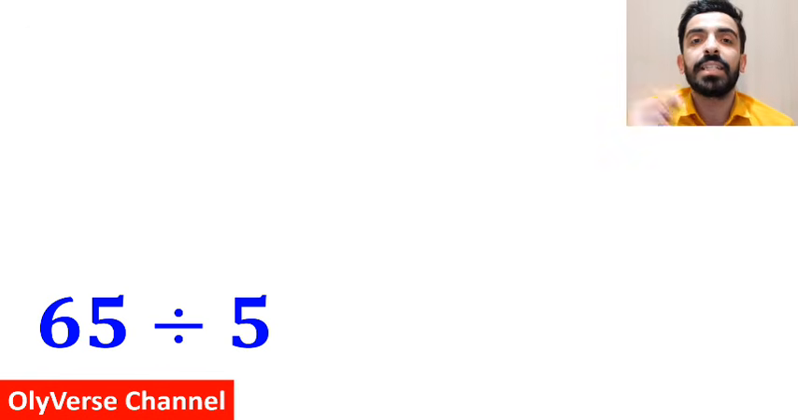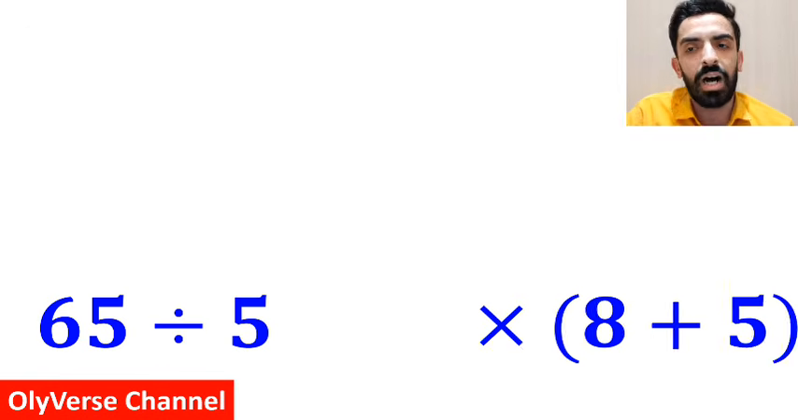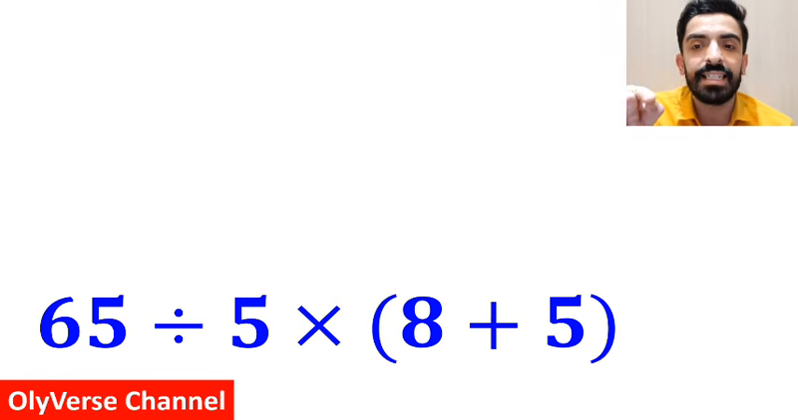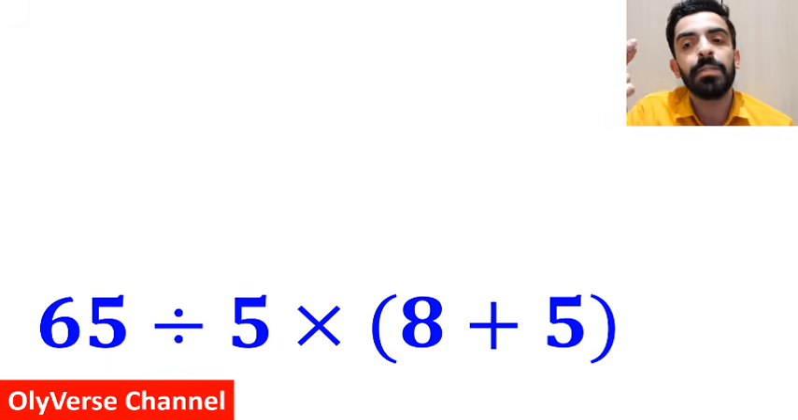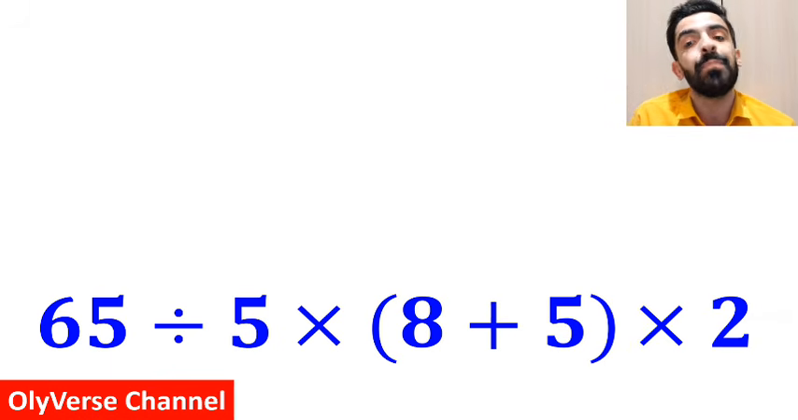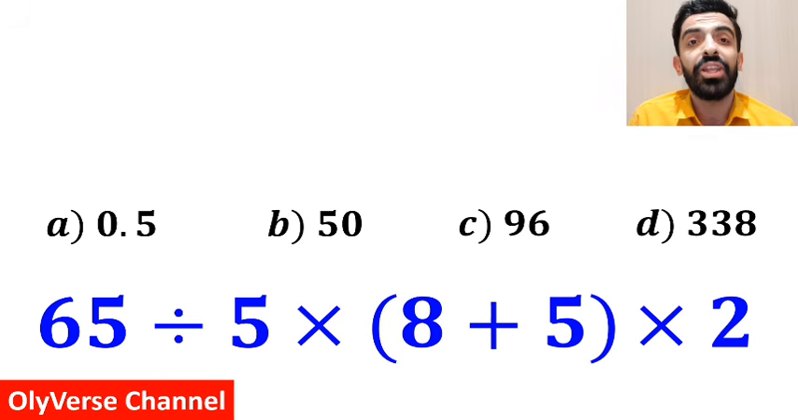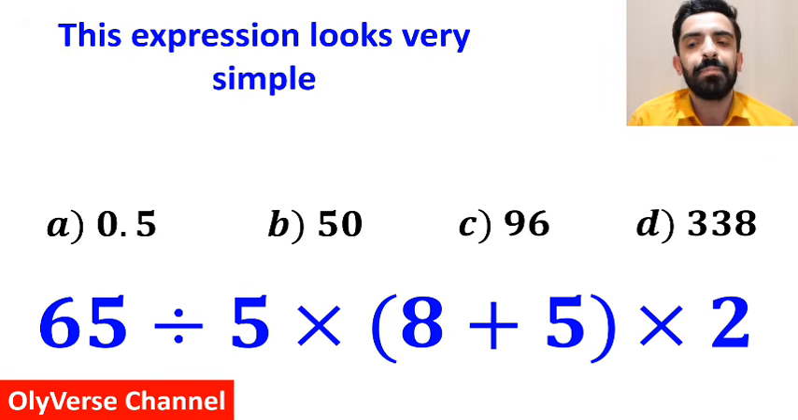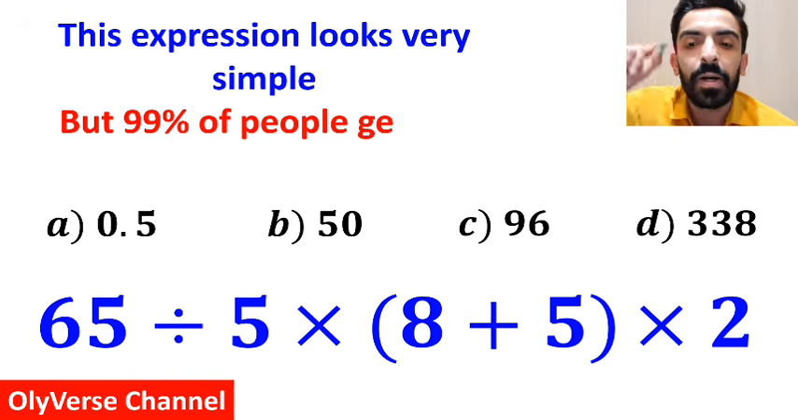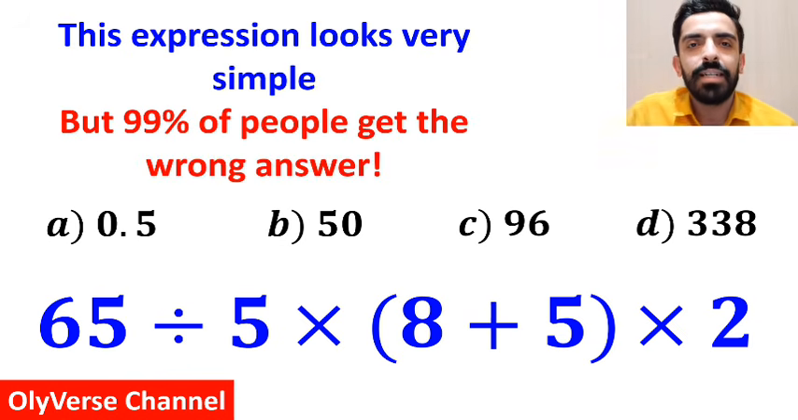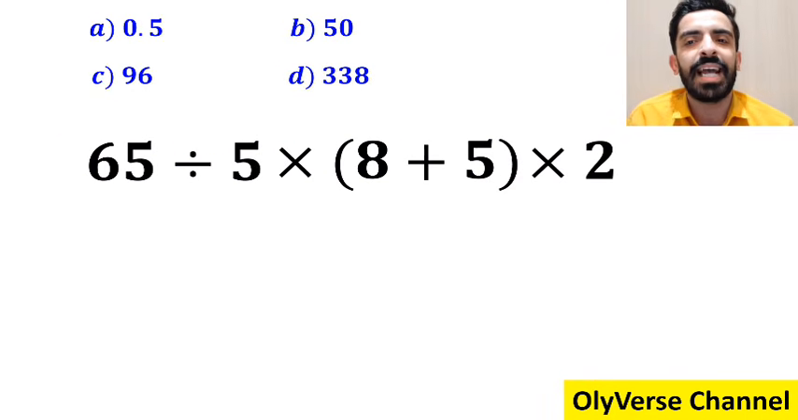What is the value of the expression 65 divided by 5 multiplied by (8 plus 5) and again multiplied by 2? Which option do you think is the correct answer to this question? This expression looks very simple, but 99% of people get the wrong answer. Let's go step by step and solve it together.